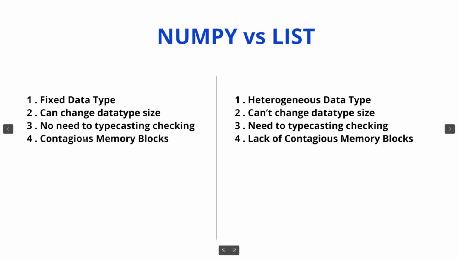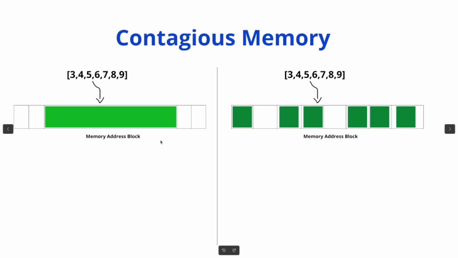Now the last is the contiguous memory block. So for example, you know that every variable is stored in memory in an address block. So when we define a variable in our program, it's stored in our memory in an address block. It assigns the variable to an address, and by accessing this address we can access the value of our variable.